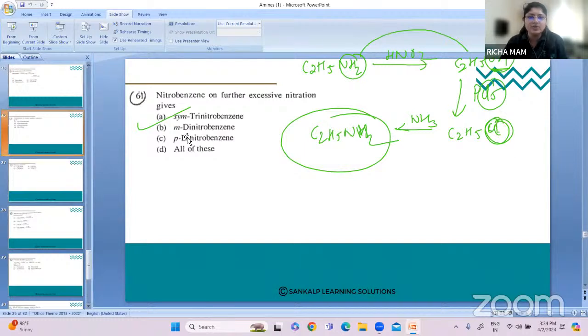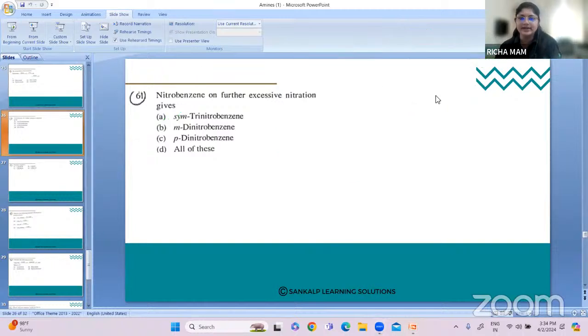Nitrobenzene on further excessive nitration gives what? If there is nitrobenzene and you do excessive nitration on that, treating it again with concentrated HNO3 and concentrated H2SO4, what will you obtain?